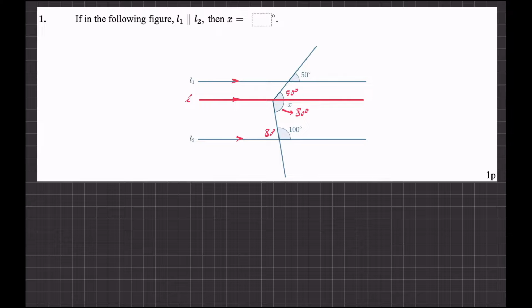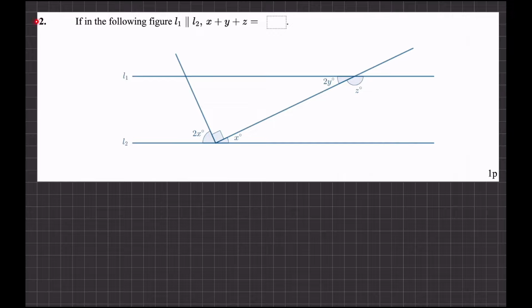And now I am looking for the whole X. The whole X is just 50 degrees plus 80 degrees, which is 130 degrees. And then because the degree sign is already typed, what you just need to type here is the number 130.